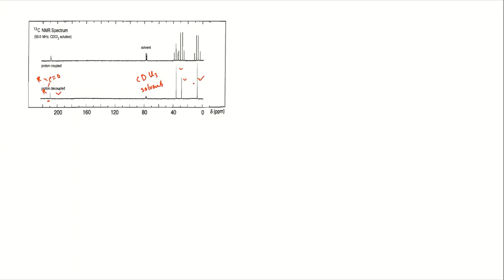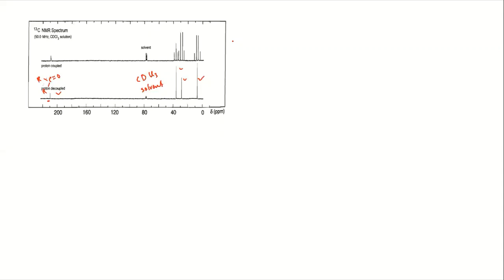Now you have 3 carbons, 2 are taller, almost similar height, and another is a bit smaller. Now what you can do is look at the proton coupled spectrum, and that will tell you how many protons each carbon has attached to it.